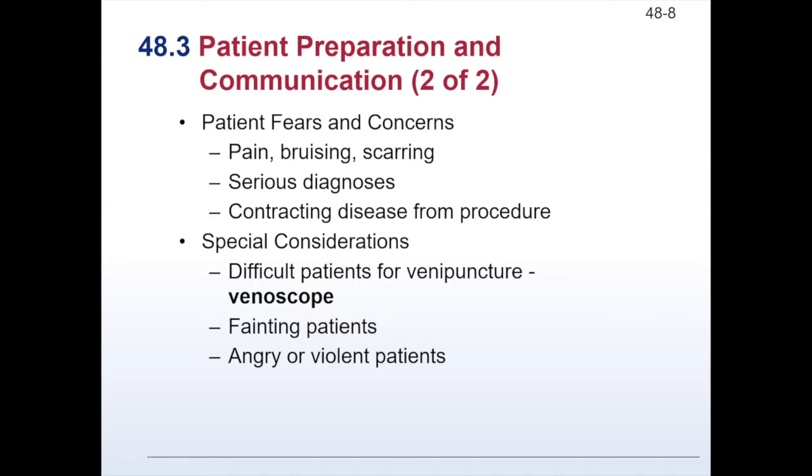Special considerations. It may be challenging to obtain an adequate blood specimen from some patients for various reasons. Some facilities will use an instrument called a venoscope to visualize the vein and make it easier to locate. Sometimes there will be a need for another person to try to obtain a specimen. Applying warm blankets to the area may help, or have the patient move and pump the extremity.